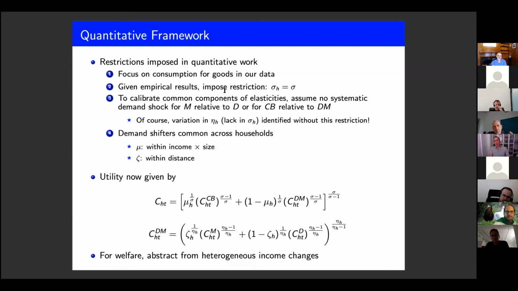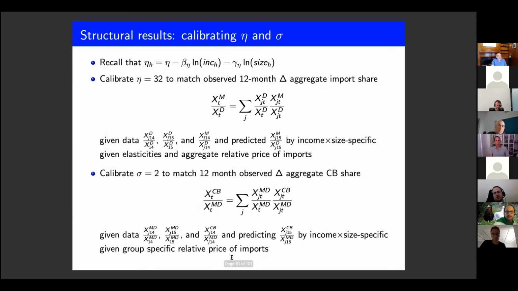For CV, we're going to impose the same elasticity across households, which is true for 12 months. There's no difference in elasticities by income at the 12-month horizon. And we're going to calibrate these parameters, eta, the constant in the elasticity formula, to match the overall change in the import share after this shock. And we're going to assume that within income groups and within zip code, all these demand shifters are common. And of course, we're going to abstract from heterogeneous income changes, which we know is an important part of the differential welfare effects of trade cost changes or devaluations.